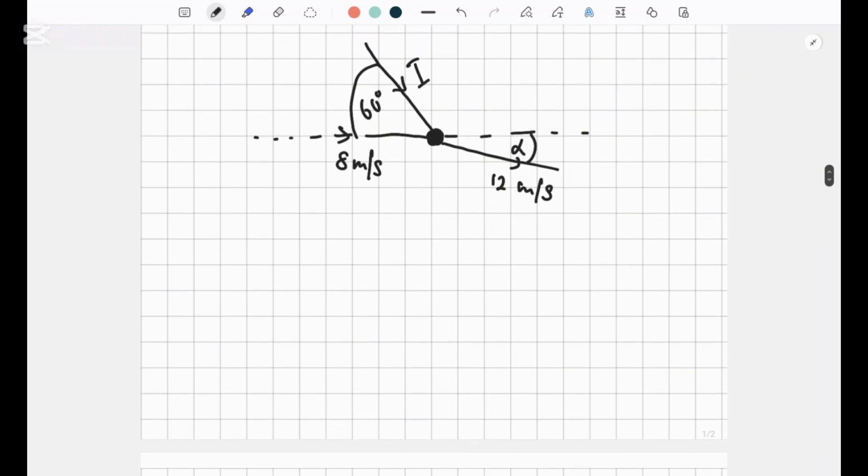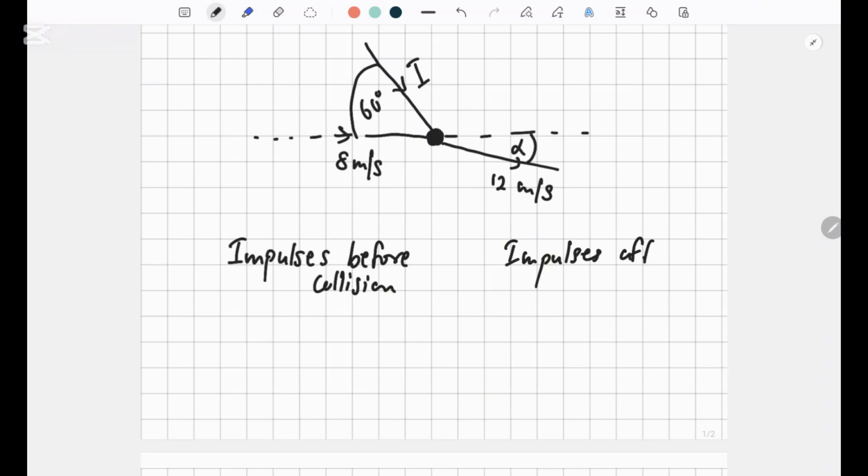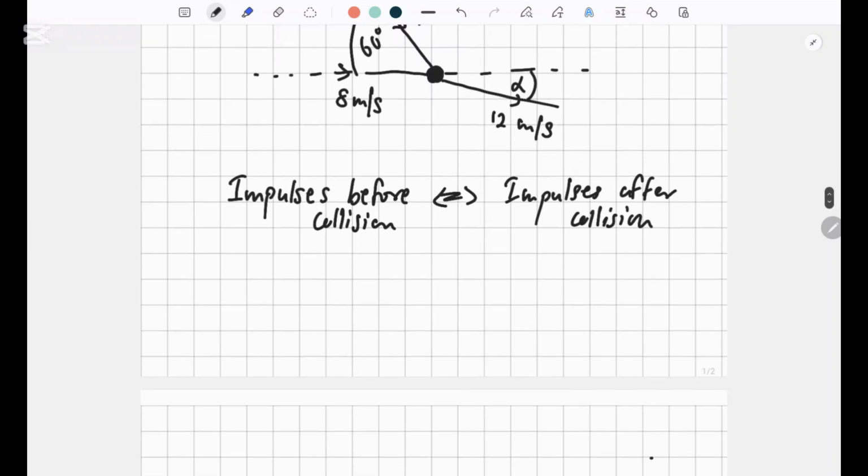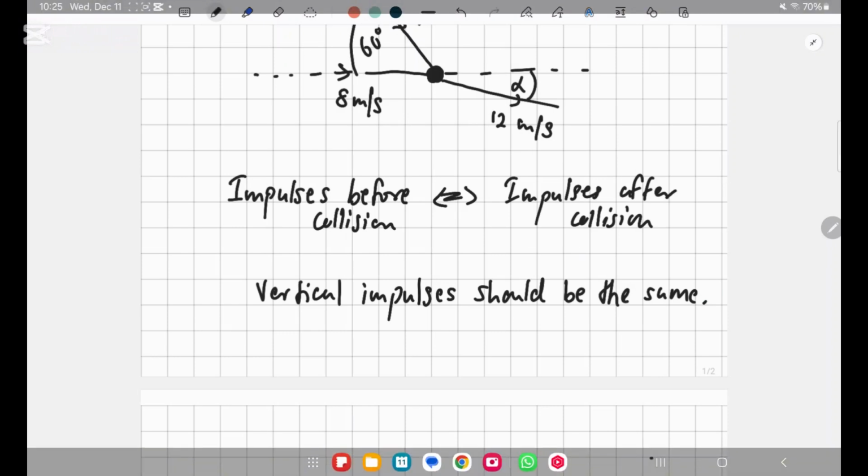So in this case, we have to consider impulses before collision and impulses after collision. Okay, so these have to be equal. That's your first case, and your other one is vertical impulses should be the same. Okay, so these are two cases, so let's focus on the first one.